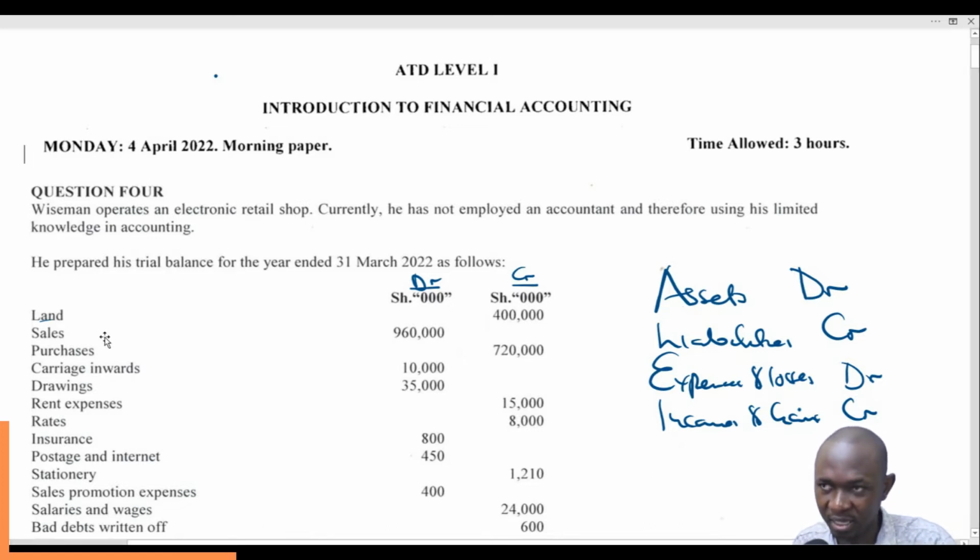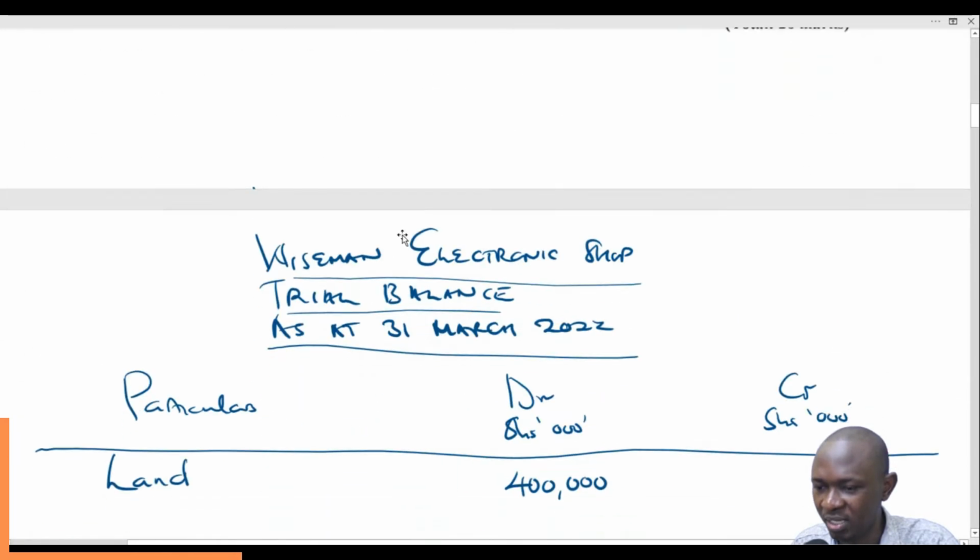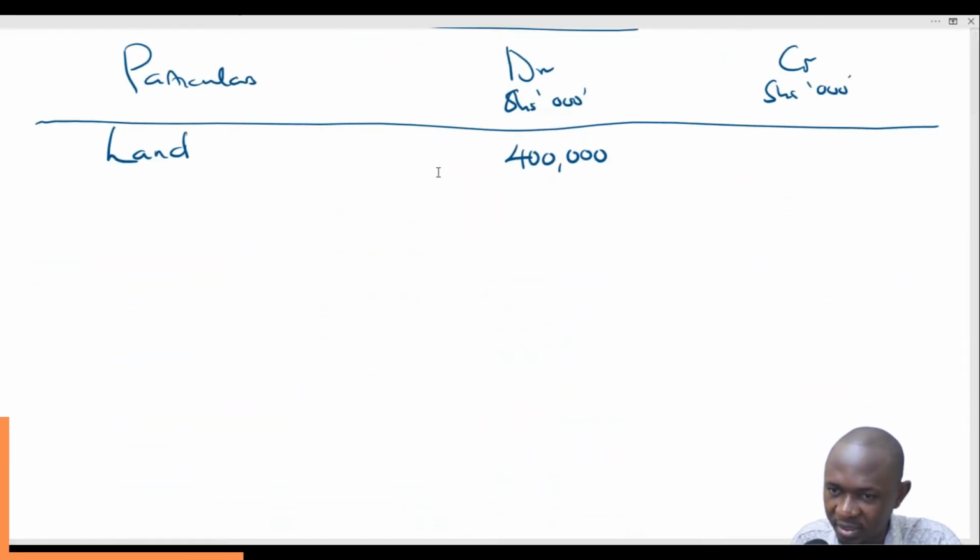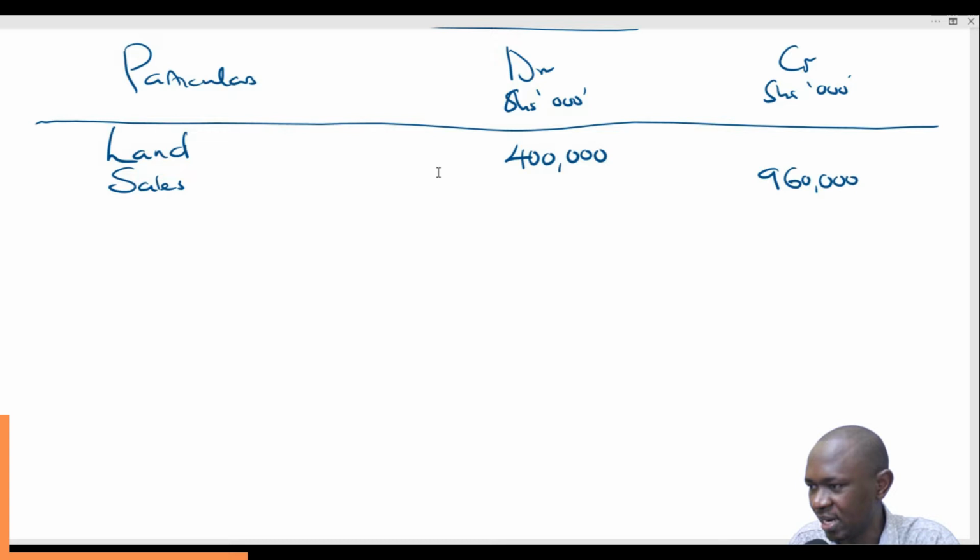Normally, when assets come in, we debit. When assets go out of the business, we credit. So sales 960,000, and it will appear on the credit side like that.